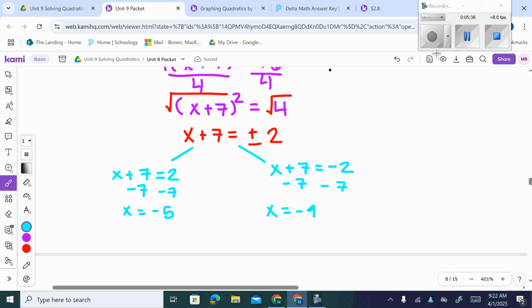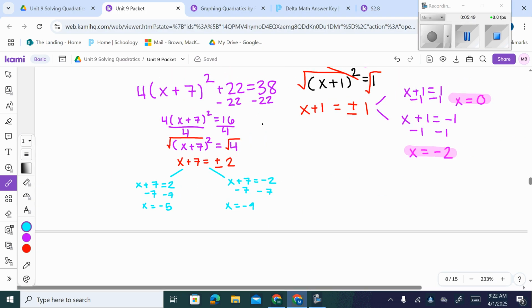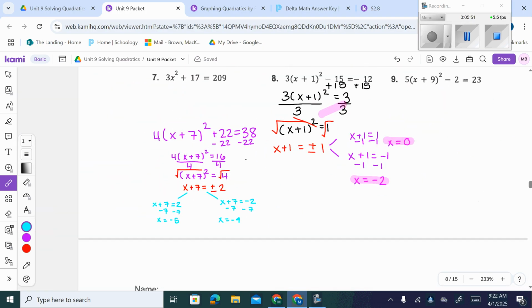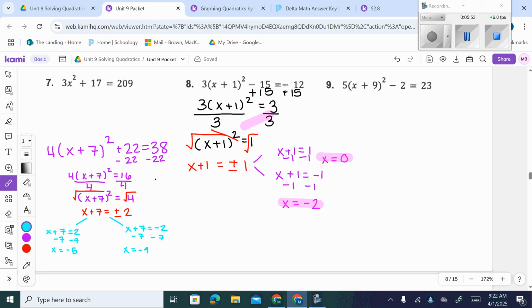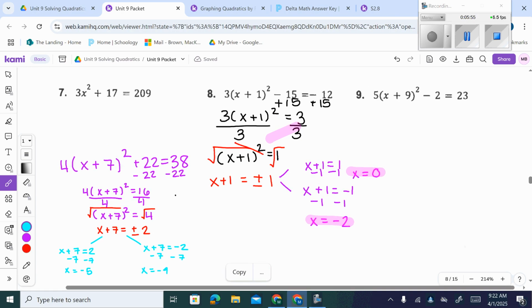Are we kind of okay with the process? All right, go look at number 9. Okay, on the same page, number 9. Okay, y'all, we're going to repeat the same process. We're trying to get these parentheses by themselves.